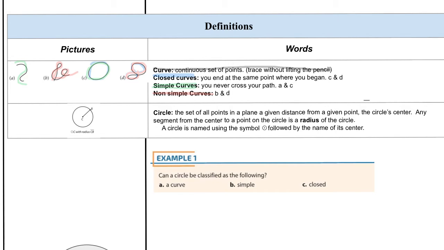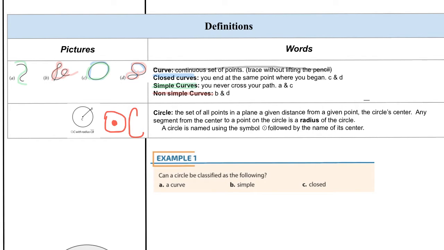A circle is a set of all points in a plane, a given distance from a given point, the circle's center or origin. That distance is the radius of the circle. When we name a circle like this, we look at the center, which is point C. So this is circle C, really large, but circle C. And that's how we name a circle.